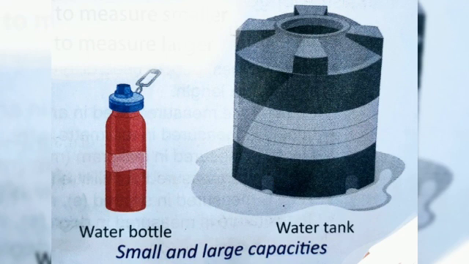Milliliter and liter are used to measure smaller capacity. Smaller capacities are only measured by milliliter and liter. Example, water in a bottle. And the kiloliter is used to measure larger capacities. Larger capacities are measured by kiloliter. For example, big tank of water. The units of capacity can be changed from one to another. For example, 1000 milliliters equal to 1 liter. 1000 liters equal to 1 kiloliter.